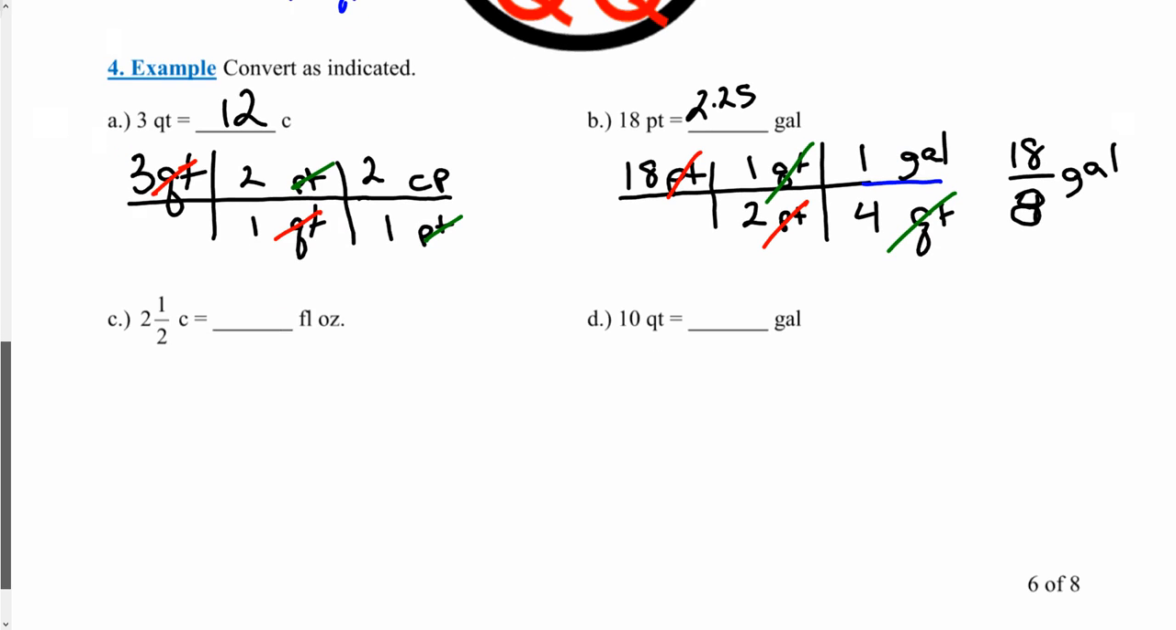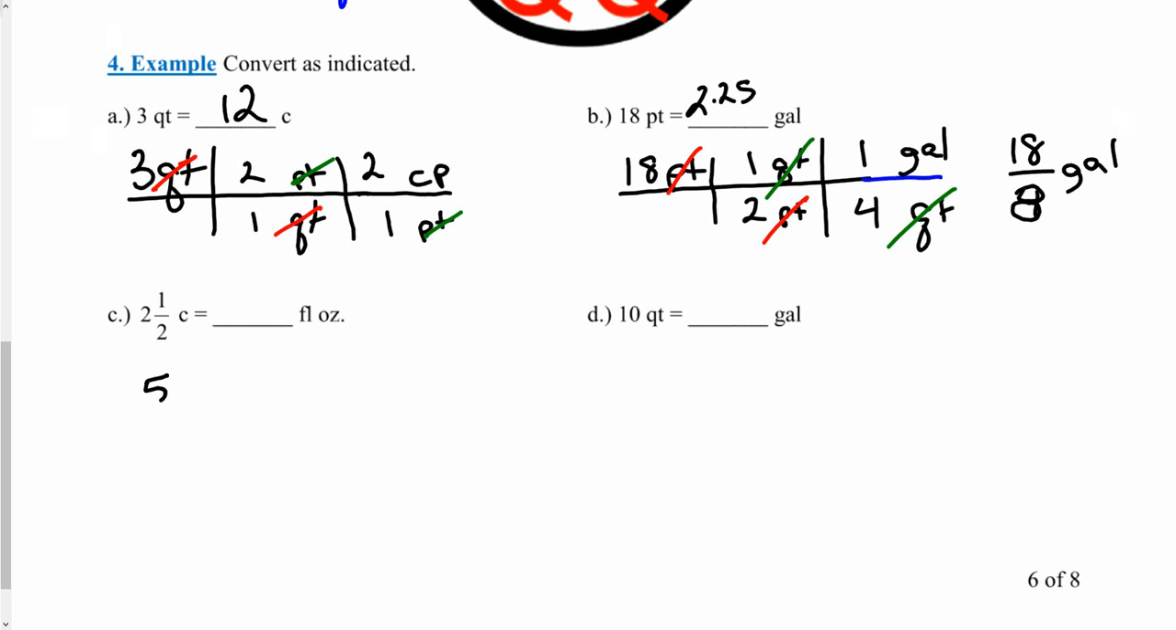Okay, 2.5 cups. I can write that out as 5 halves, or you can use 2.5. So 5 halves cups. Some people just use C. That's just fine. I like to put CP. Cups is on top, so we have to put cups on bottom. And we do have a nice way to go into fluid ounces, right? There's 8 fluid ounces in 1 cup. So we'll cancel our cups. And now I've got 5 times 8 divided by 2, which makes 20. 20 with our label of fluid ounces.